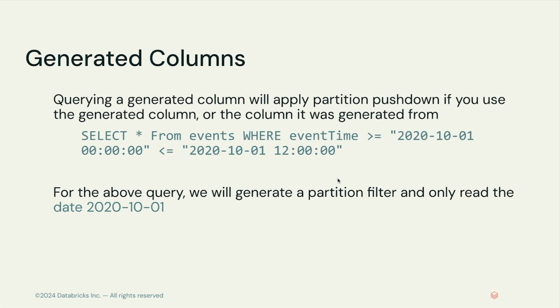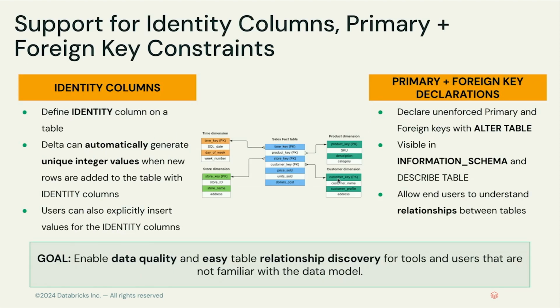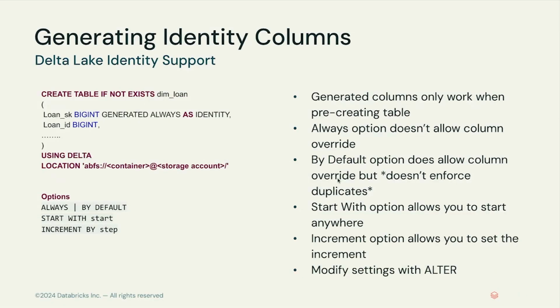Because we know this is a generated column and we store it in the transaction log, we can use that information. Now we know timestamp and date in this example have some sort of correlation, so we can use this in data skipping or partition pruning. There is support for identity columns, so for the data warehousing folks, you do have the ability to let Delta automatically generate unique integer values. You can also do it yourself. And we'll just skip this.